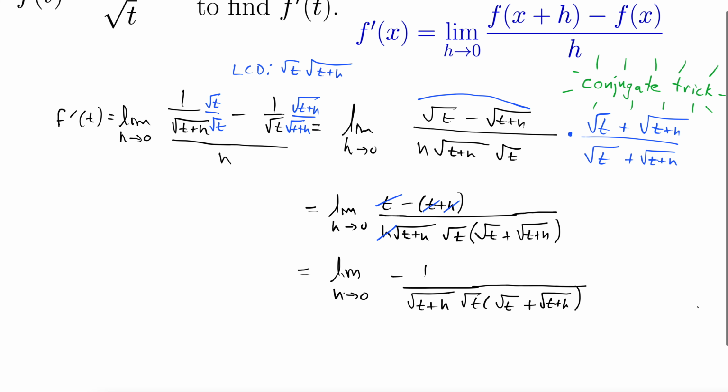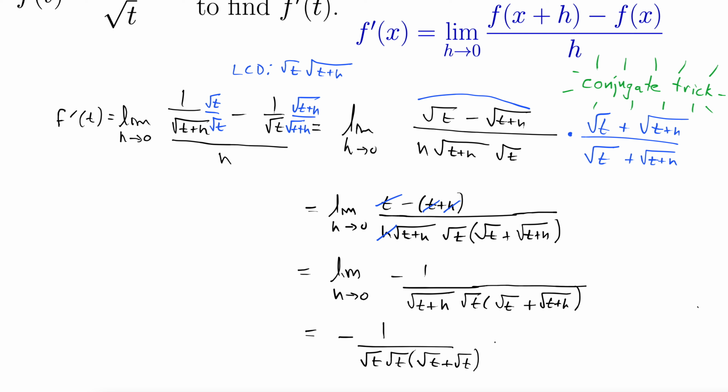Right? We can essentially plug in 0 for h, and look what we get. So we're evaluating the limit now, so the limit goes away. Once you evaluate the limit, you don't write limit anymore. We just have square root of t times square root of t, parentheses, square root of t plus square root of t.